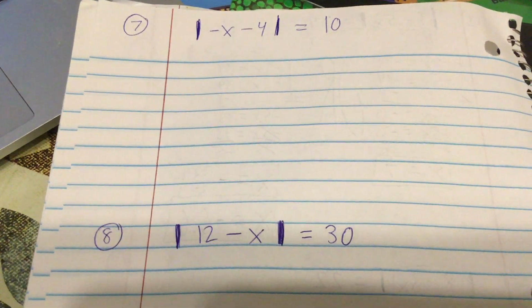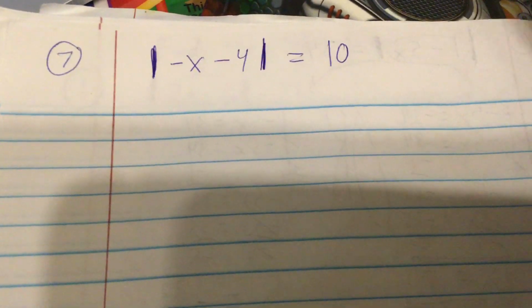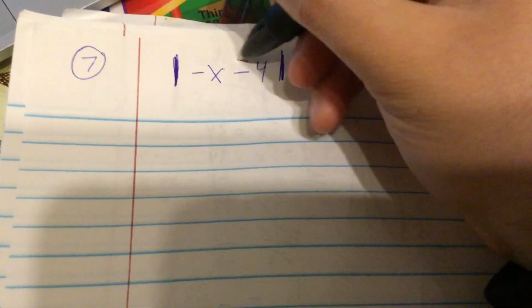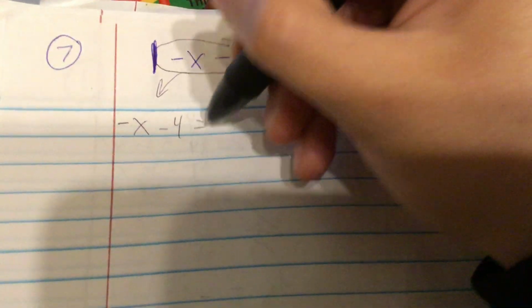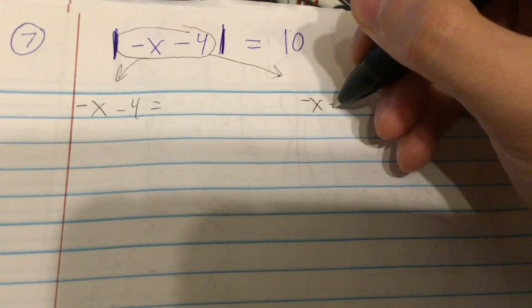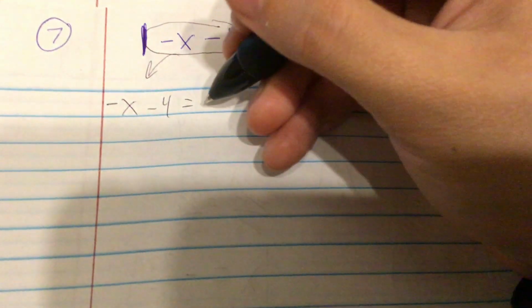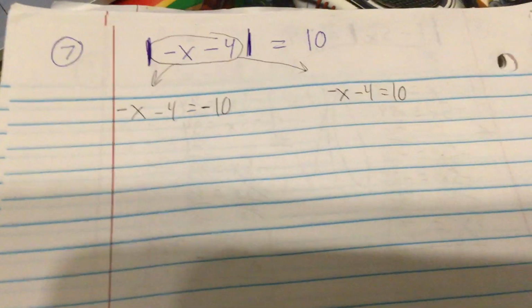So the absolute value of negative x minus 4 is equal to 10. Is this problem solvable? Yes, because the output is positive, I need to account for both cases. So I've got negative x minus 4 is equal to 10, or negative x minus 4 is equal to negative 10, because I need to account for forwards and backwards.